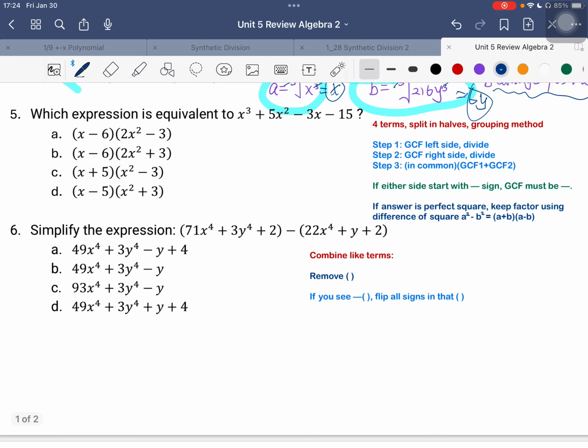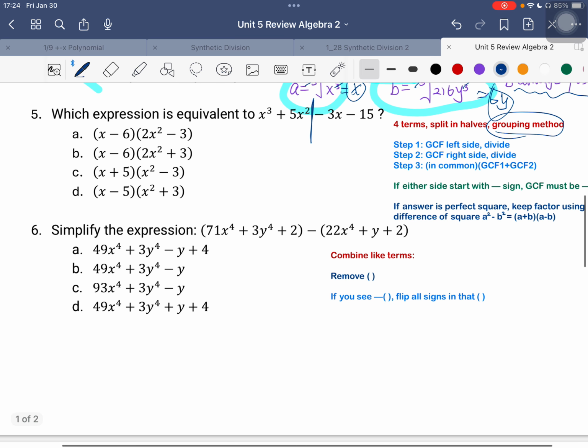Question 5. Again, when you see 4 terms, the first thing you need to do is split in half and use the grouping method. So find the GCF of the left side. The GCF number is 1, and for the GCF letter we pick the smallest exponent, which is x squared. You're dividing each term by x squared.